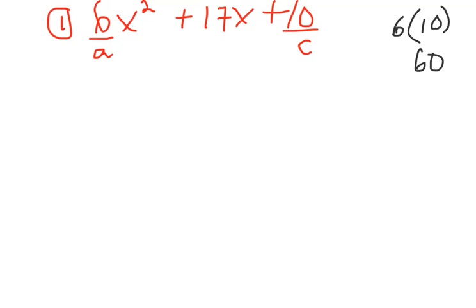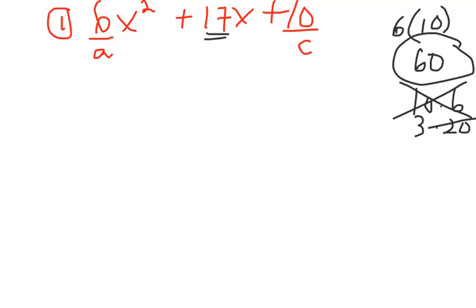Now, the next step is to find two factors of the product, in this case 60, that add up to B. What's the B value? 17. So we want to find two numbers that multiply to give us 60, and when we add them together, we get 17. So think about numbers that multiply to give you 60. You got 10 and 6. When you add them, that's not going to be 17, so that won't work. 3 and 20, when you add them, you don't get 17. That won't work.